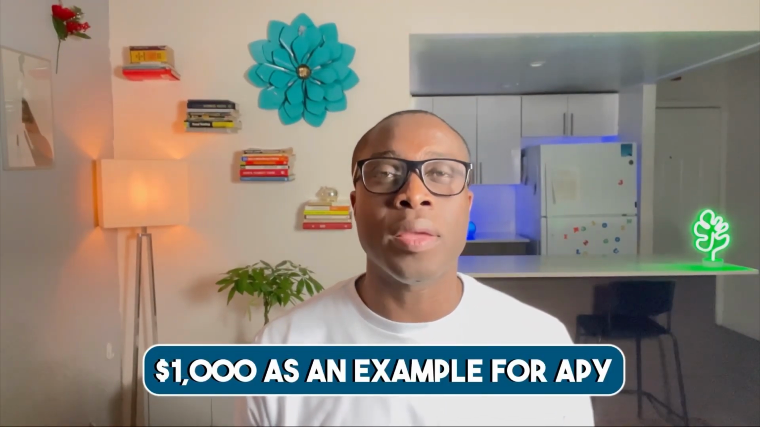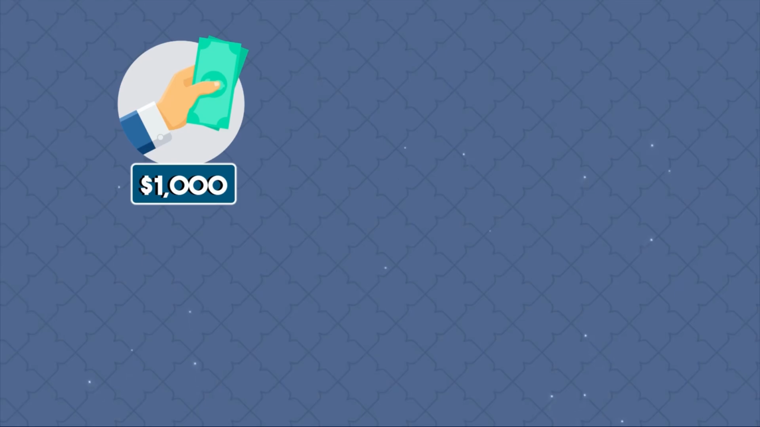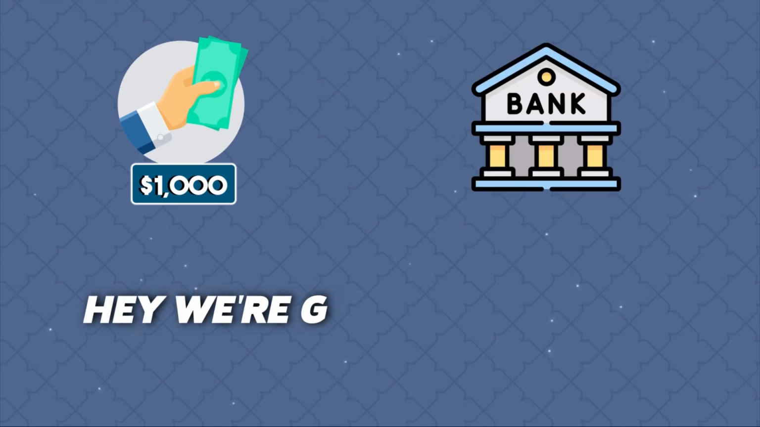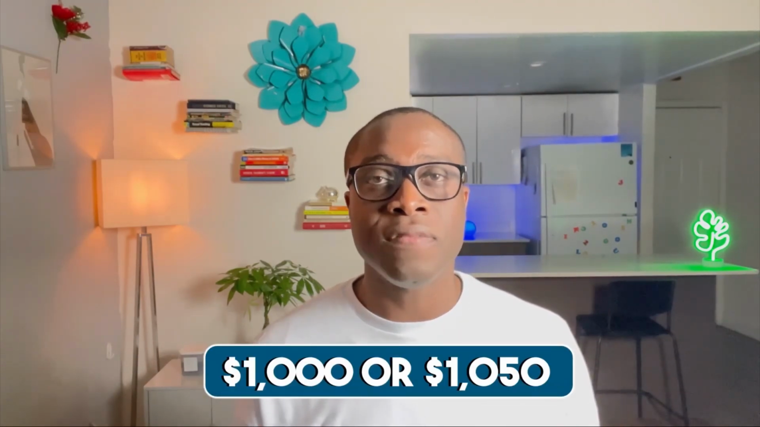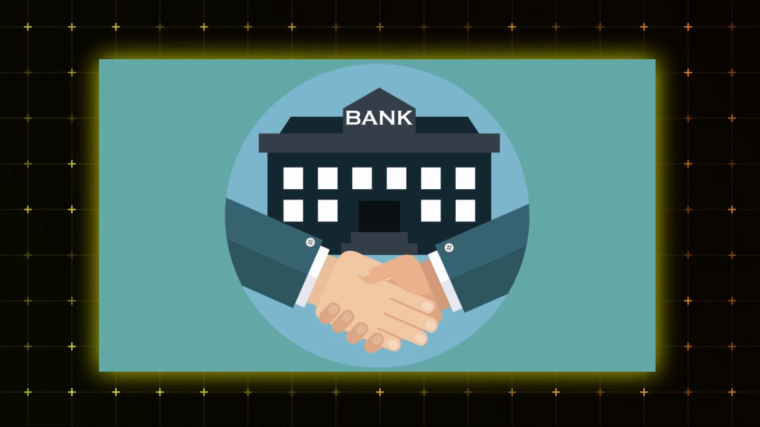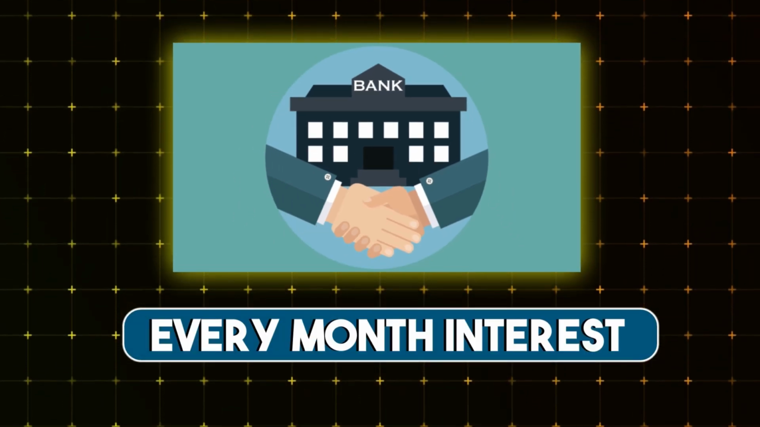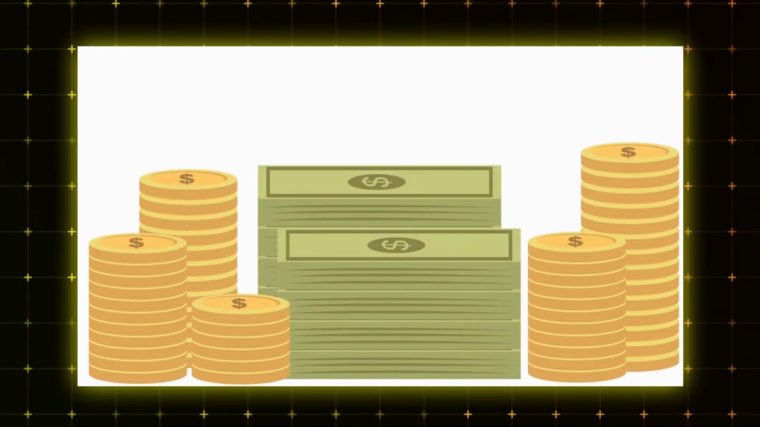Let's use the same $1,000 as an example for APY. You take $1,000, you decide to give it to the bank. The bank says, hey, we're going to pay you 5%. Based on the agreement that you make with the bank, you wouldn't just make $1,000, you'd make $1,050. What would happen is, with that interest, it will compound over each cycle. So if it's a monthly agreement that you made with the bank, every month, interest will stockpile on top of interest.